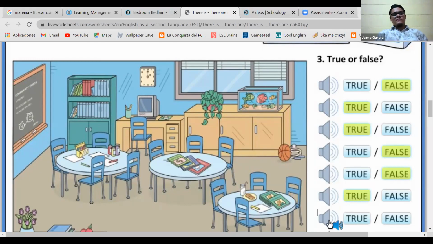There is a picture on the wall. True. False. Ah, sí, sí, sí. False. No hay picture. Es cierto. There is no picture on the wall. No pictures in the classroom. No picture. Okay. All right, so false.